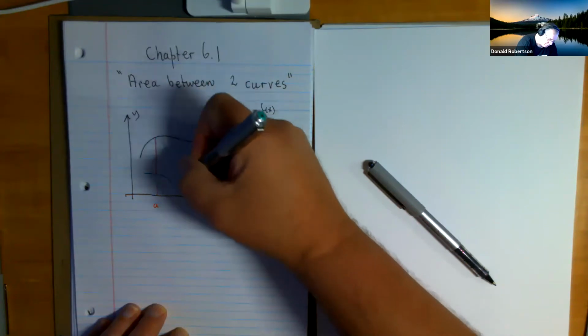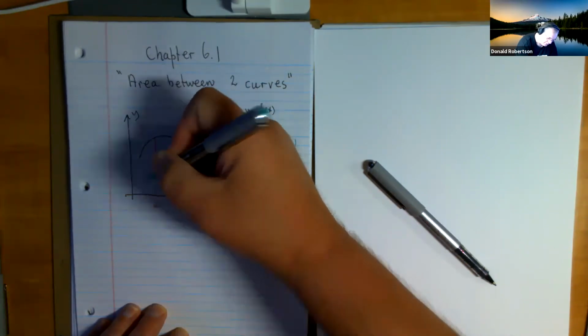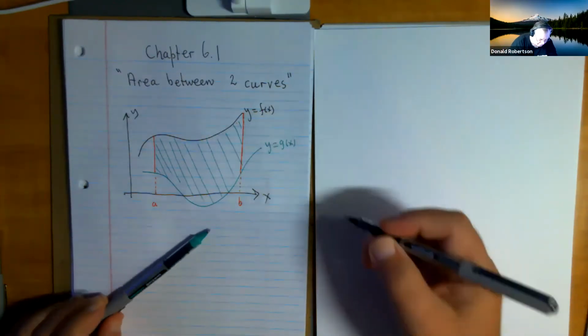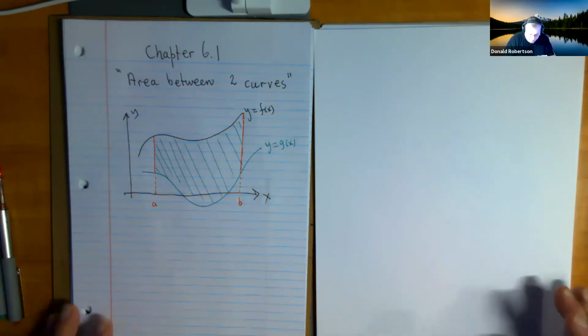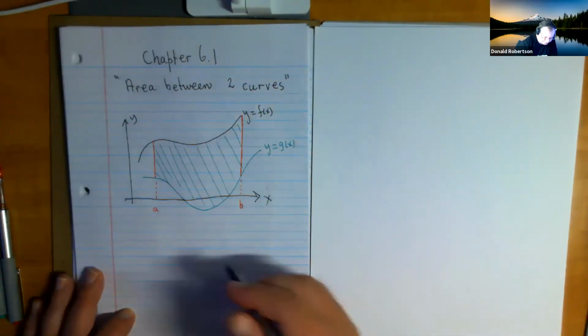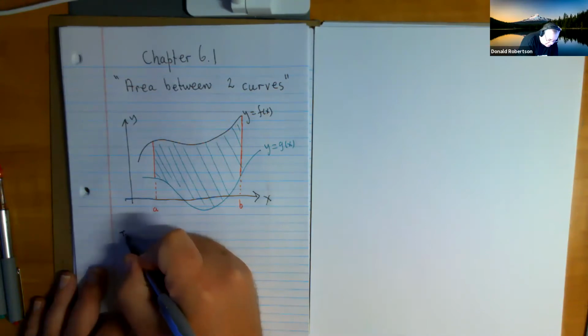And we would like to find what is called, not unreasonably, the area between two curves. I'd like to know how many square inches of material that would be. Right? I'm going to tell you that there is a way to do that. So here goes.